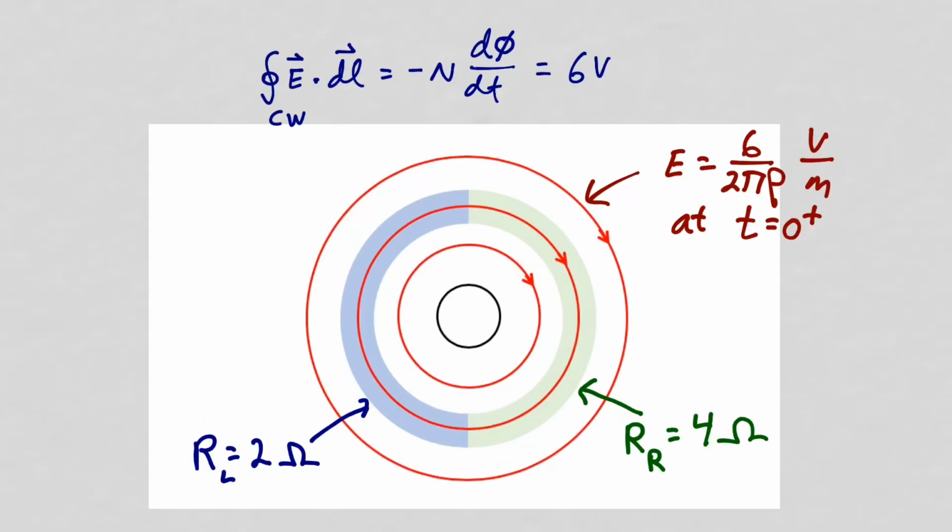So at t equals 0 plus, just after the current is ramped, the electric field will be circles surrounding the solenoid of value 6 over 2 pi rho volts per meter, where rho is the distance from the center of the solenoid. So at t equals 0 plus, the electric field intensity in the half ring to the left and the half ring to the right will be the same, but because of the different conductivities, the current flowing in the half ring to the left will be larger than the current flowing in the half ring to the right.